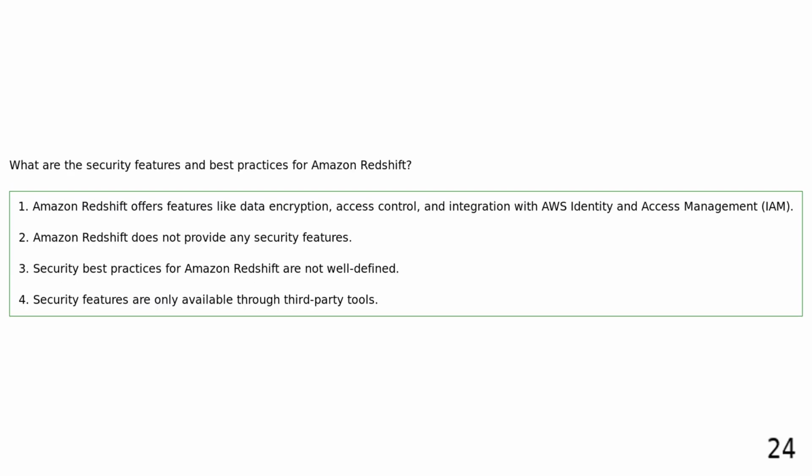What are the security features and best practices for Amazon RedShift? Amazon RedShift offers features like data encryption, access control, and integration with AWS identity and access management. Amazon RedShift does not provide any security features. Security best practices for Amazon RedShift are not well defined. Security features are only available through third-party tools. Amazon RedShift offers security features like data encryption at rest and in transit, access control, and integration with AWS identity and access management for authentication and authorization.